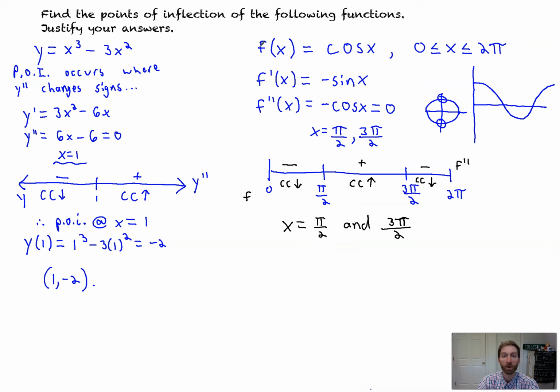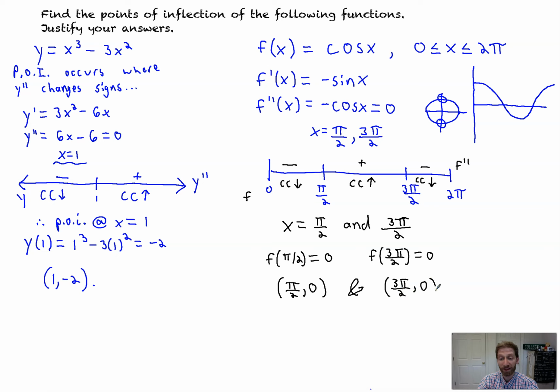We need the y values, so we're going to plug them into f. So I've got f of pi over 2, not such a bad number. Cosine of pi over 2 is 0. Oh, that's nice. And f of 3 pi over 2, well, cosine of 3 pi over 2 is also 0. So we have 2 points of inflection. One that occurs at pi over 2, comma 0, and the other at 3 pi over 2, comma 0. And that's it. That's all this problem wrote.